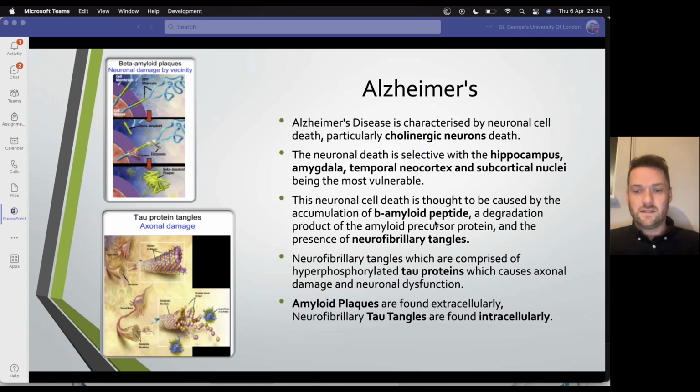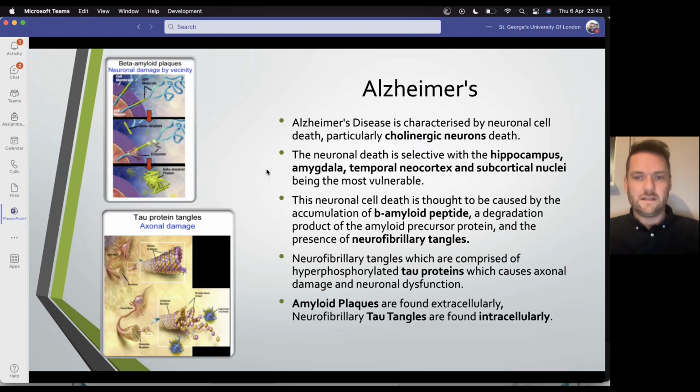These are endogenous proteins that you would normally find. It's just that a misfolding is causing them to clump together. A bit like when we talked about sickle cell disease, you have normal red blood cells, but because of their abnormal shape, they end up clumping together, causing problems. It's a similar sort of thing. So for Alzheimer's, remember amyloid plaques, extracellular, tau tangles, intracellular. That's the main thing to remember.